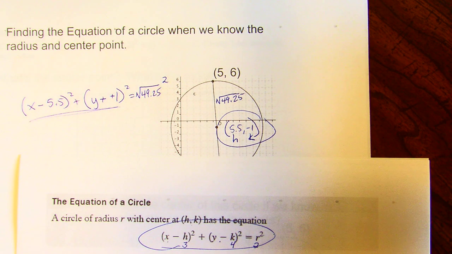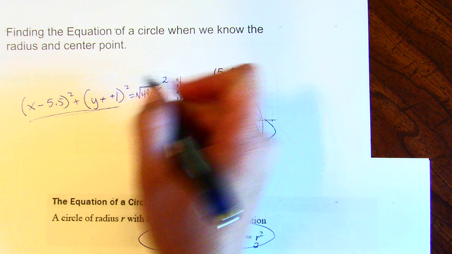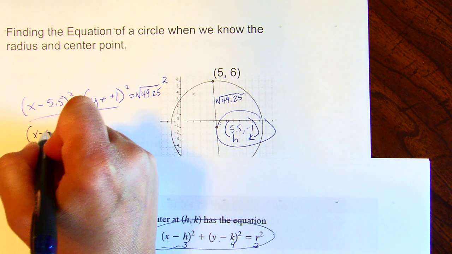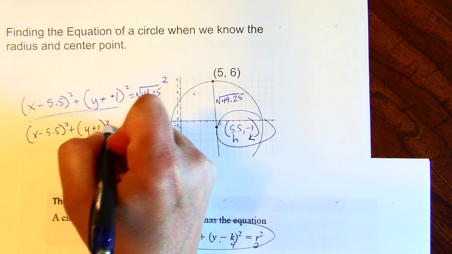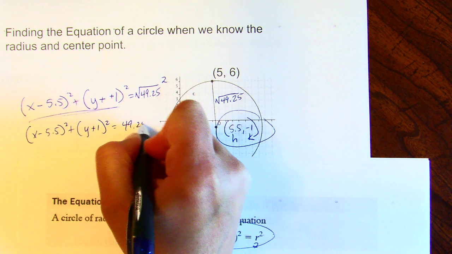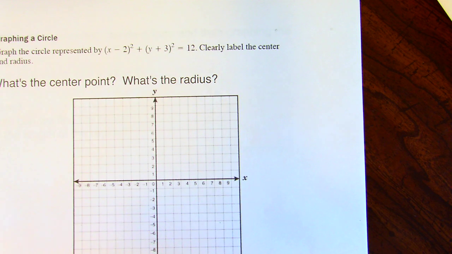radius. So the 49.25 squaring it, that's going to cancel out the square root. So my final answer is x minus 5.5 squared plus y plus 1 squared equals 49.25. And that's it. It's not pretty, but it works. All right, moving right along.